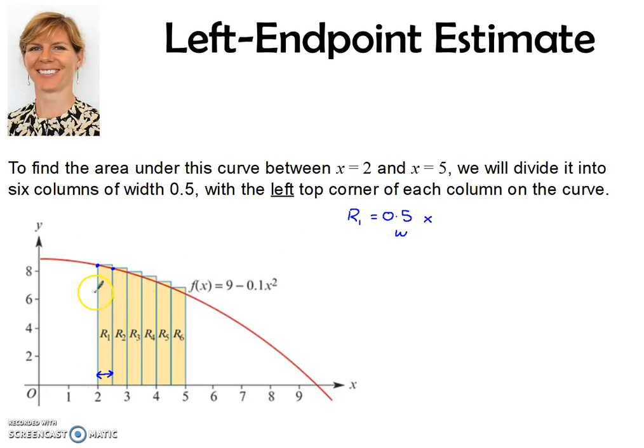Now the height of this rectangle is going to be the value of the function f when x is 2. So when x is 2, what is the value of this function? We're looking at f(2). So that's width times height. If you work that out, because you can plug 2 back in here, what you would get is 0.5 times 8.6, and then you get 4.3. So that's the area of that rectangle R1.